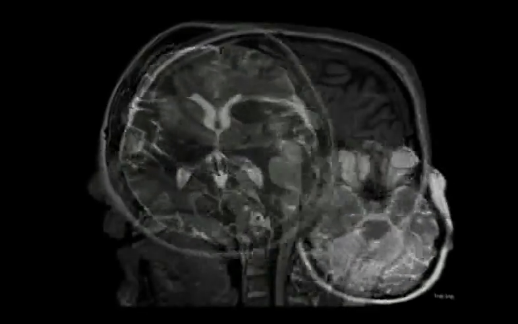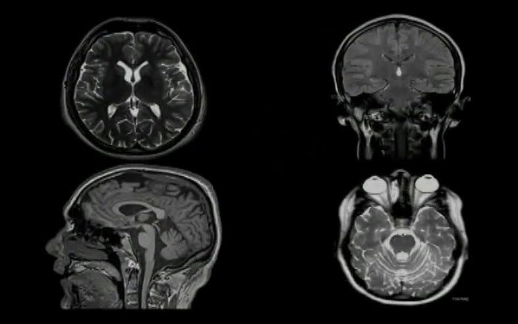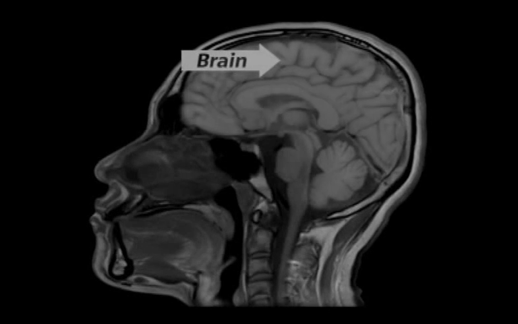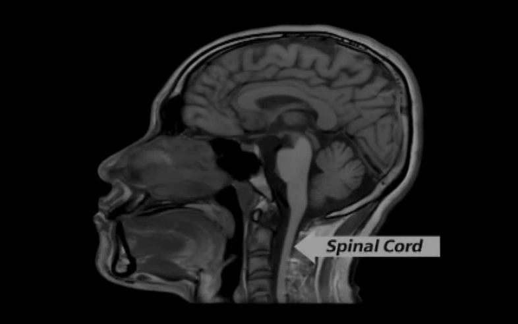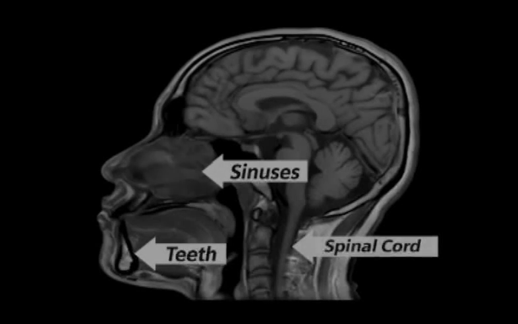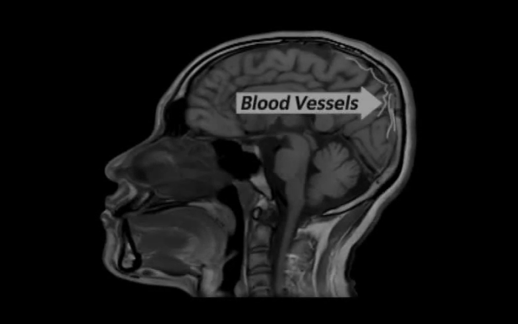These are MR images of the brain. They're astoundingly clear and detailed. Here, in addition to the brain, we can see the spinal cord, sinuses, teeth, and even the blood vessels.